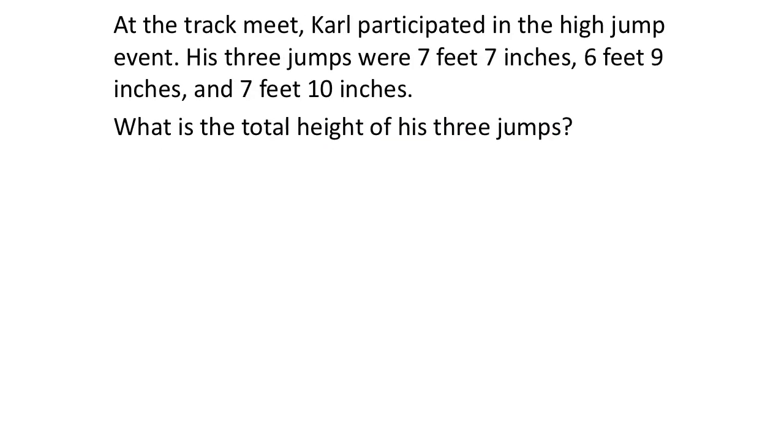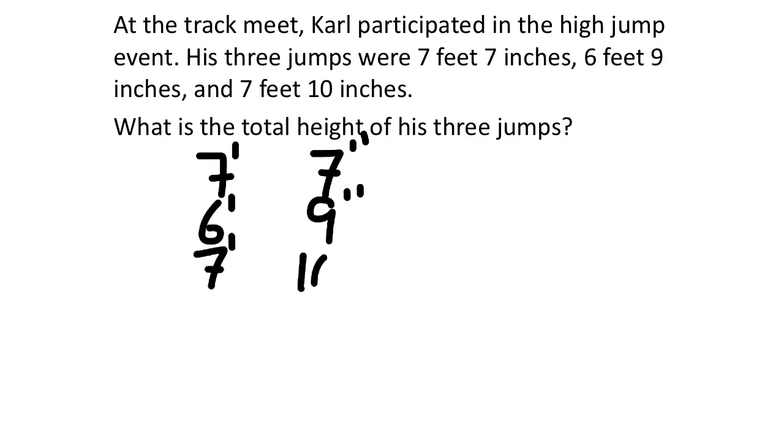At the track meet, Carl participated in the high jump event. His 3 jumps were 7 feet 7 inches, 6 feet 9 inches, and 7 feet 10 inches. What is the total height of his 3 jumps? And yes, that's not really how track meets work, but let's just add these together because they told us to. So we got 3 jumps, right? The first one, 7 feet 7 inches. Second jump, 6 feet 9 inches. These are pretty high, actually. And then finally, 7 feet 10 inches. Well, we want to know the total of his 3 jumps, which means we're going to add these values together.